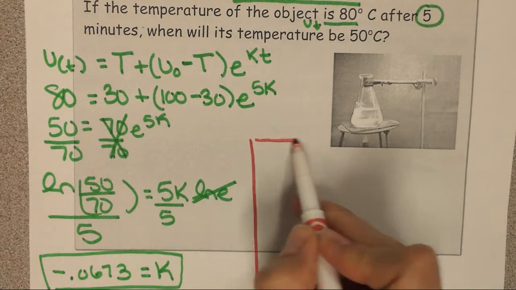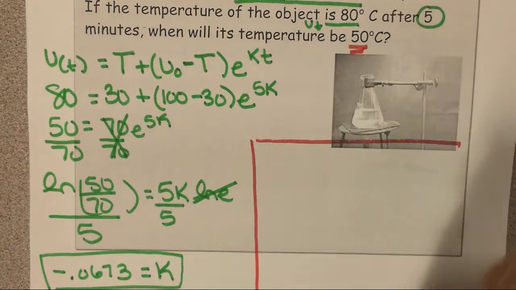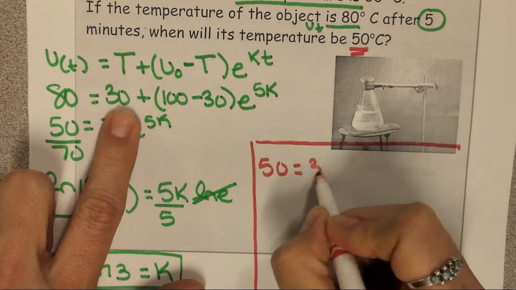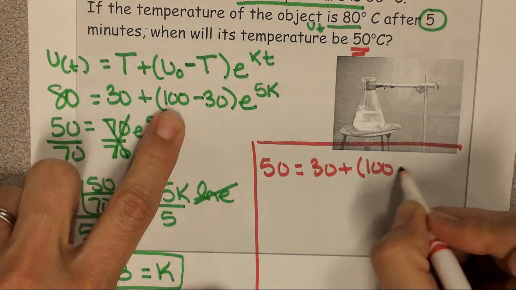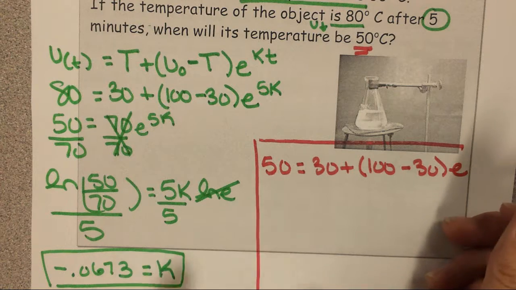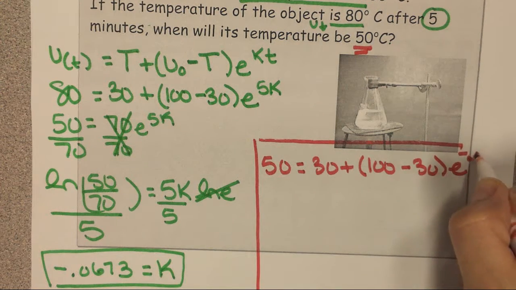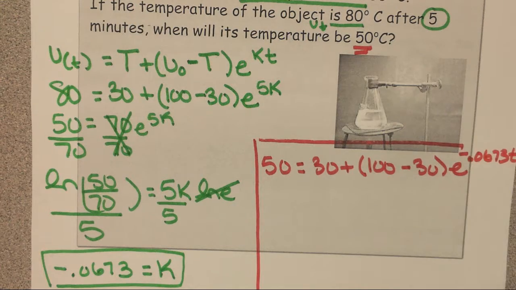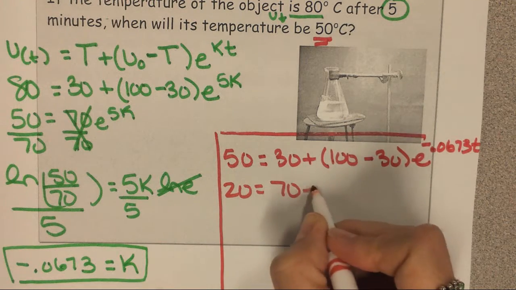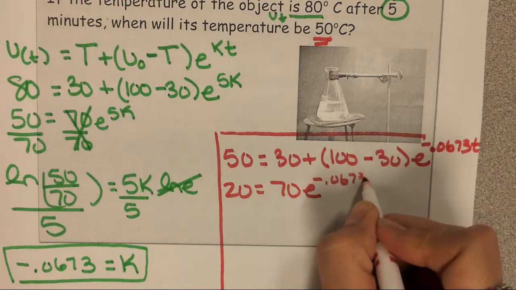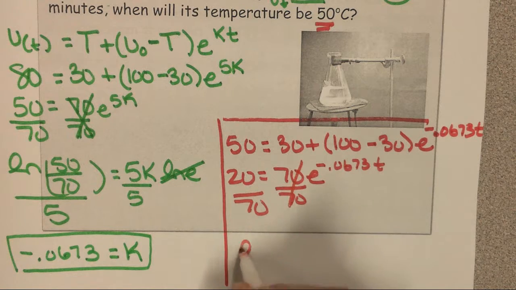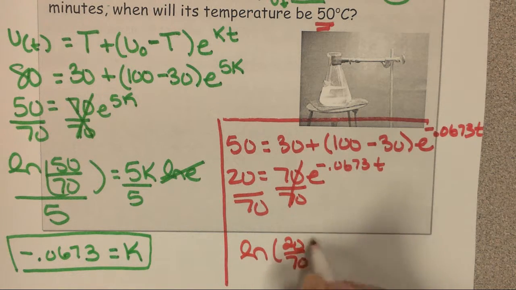I want to know when, so I'm looking for t, when it is 50 degrees. So this is going to be my new cool temperature. So where I had 80, I'm now going to put the 50. The room temperature did not change. The original heated temperature did not change. The only thing that changed is I want it to cool to 50 now, and I know my rate. And I'm looking for t. So we're going to subtract 30. We're going to divide by 70. We're going to take the ln of both sides.